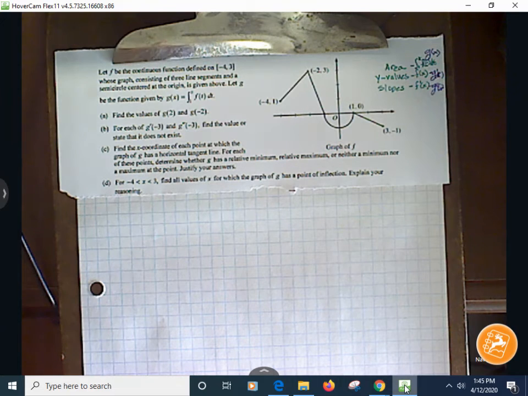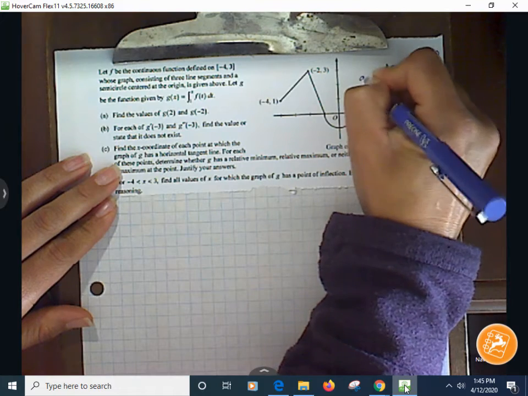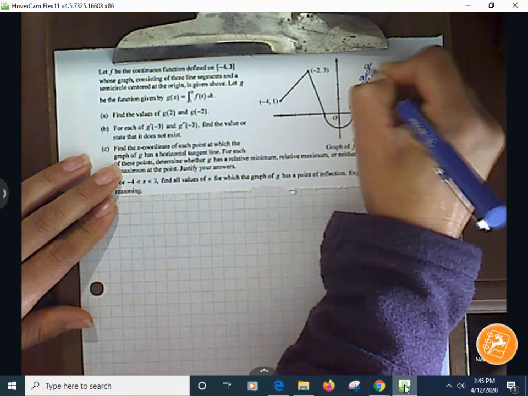Okay, and so now, that's really messy from your point of view. Let me just do this. G double prime of x, g prime of x, and this is g of x.